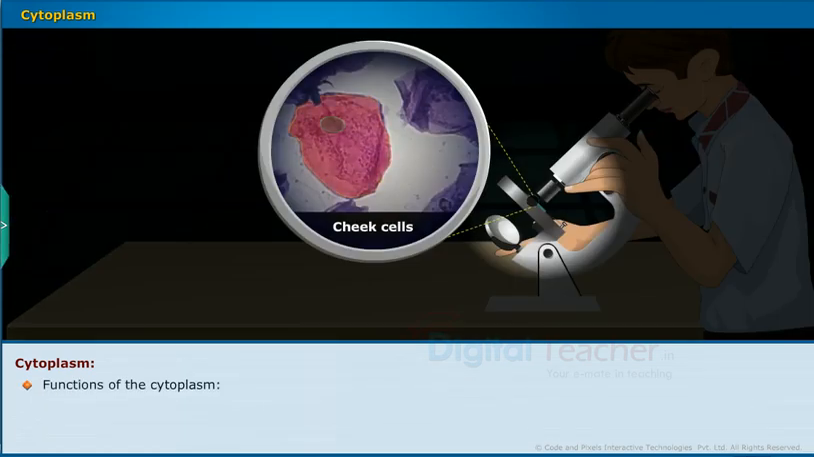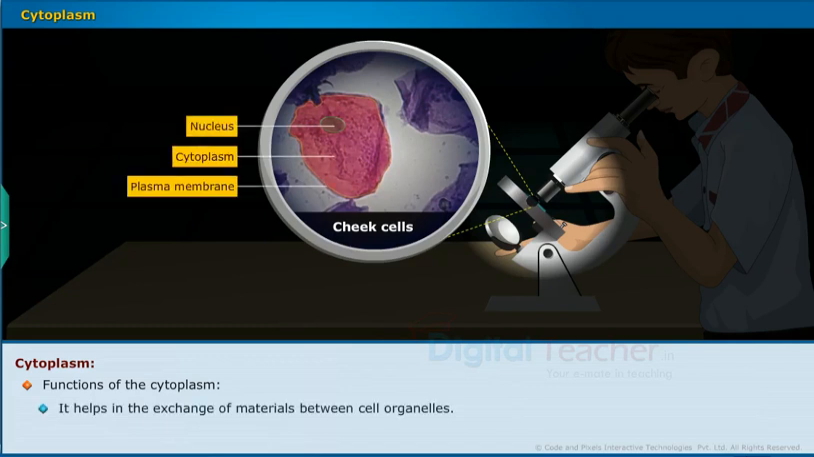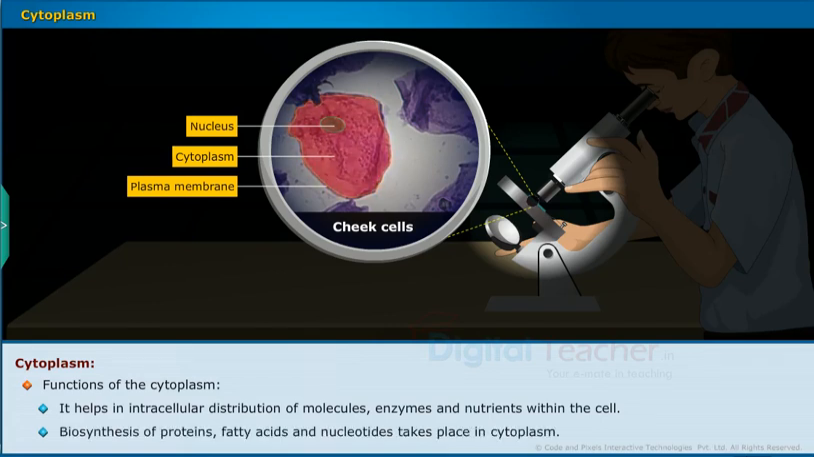Functions of the cytoplasm. It helps in the exchange of materials between cell organelles. Breaking down of nucleus takes place in cytoplasm. It helps in intracellular distribution of molecules, enzymes, and nutrients within the cell. Biosynthesis of proteins, fatty acids, and nucleotides takes place in cytoplasm.